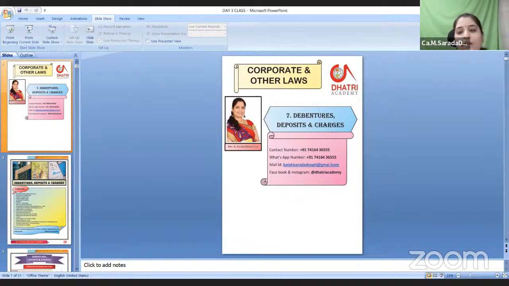Until now, we have seen what is share capital, what are the different types of shares, forfeiture, surrender, buyback, bonus issue, rights issue, and all those topics. Now the next important topic is debentures, deposits, and charges. What is a debenture to a company? A debenture is a loan to the company. So equity shares and preference shares are capital to the company, whereas a debenture is a loan to the company.